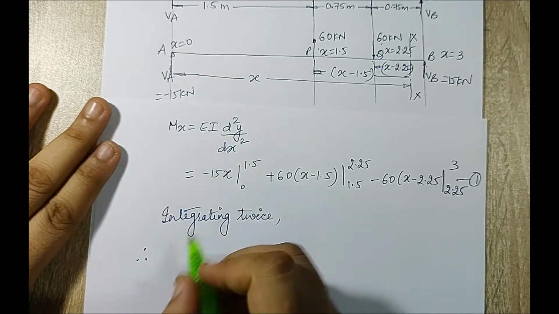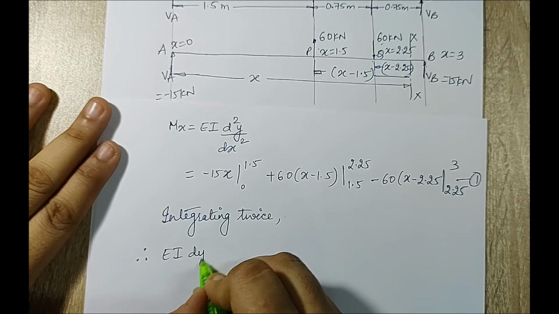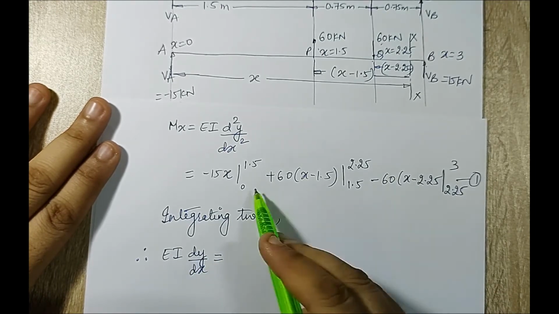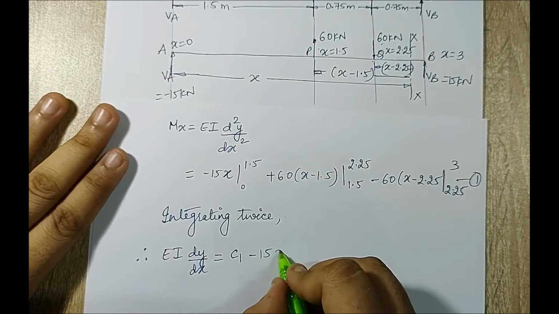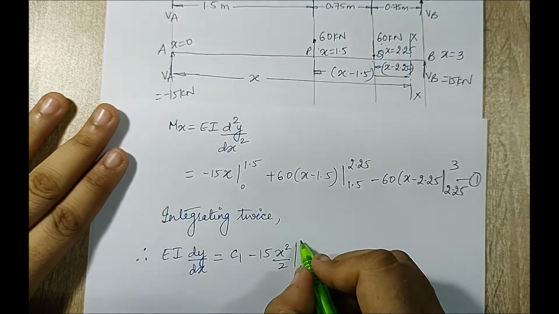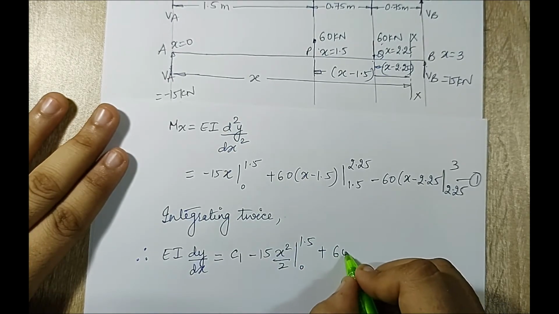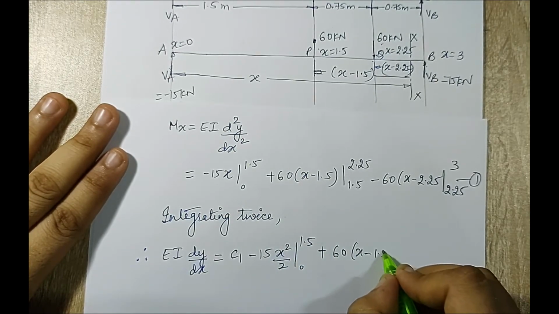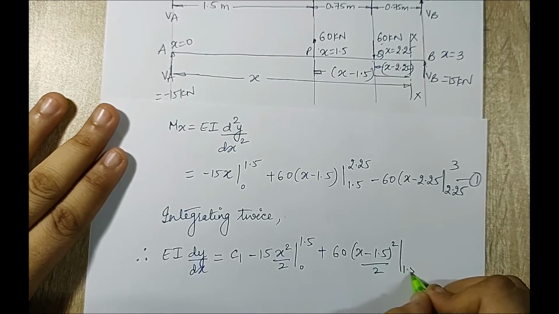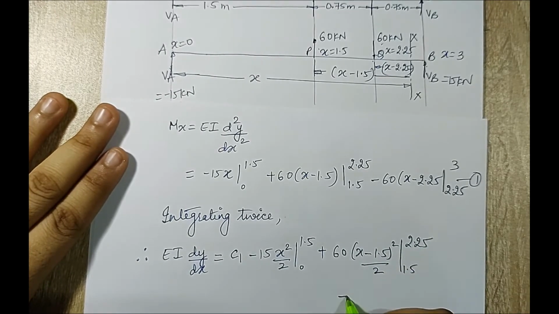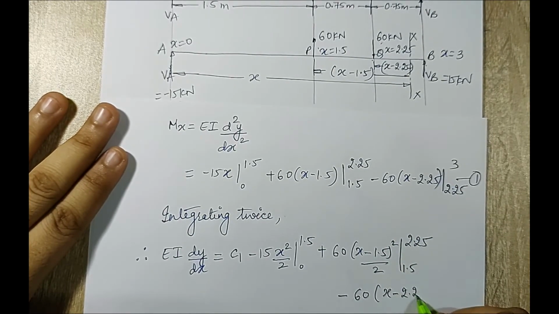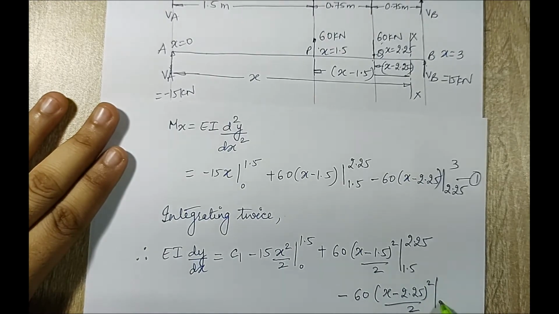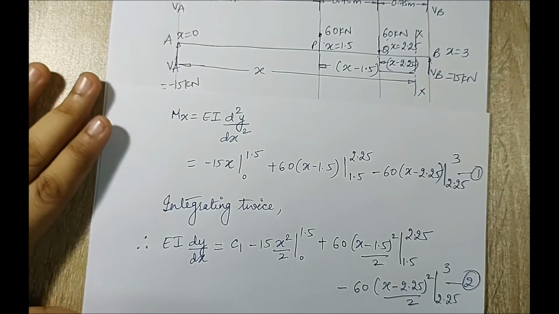So from here I have EI dy by dx is equal to, first I'll write down the constant of integration, that is C1. Then I'll write down 15 x square by 2 from 0 to 1.5. Next I have 60 into x minus 1.5 whole square by 2 from 1.5 to 2.25. And last I have 60 into x minus 2.25 the whole square by 2 from 2.25 to 3. This is my second equation, which is my slope equation.